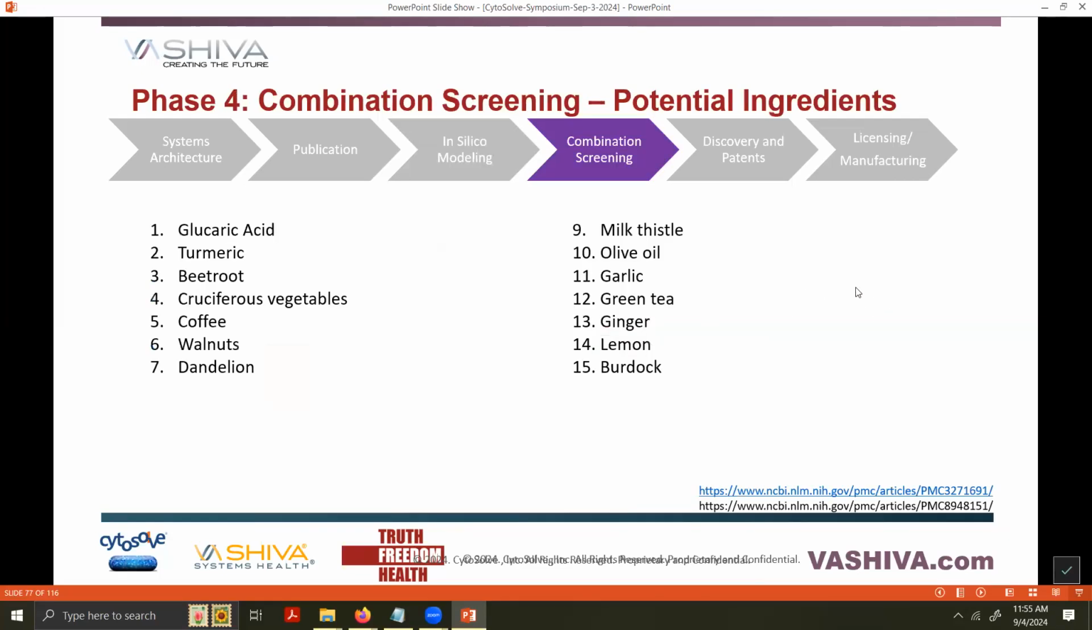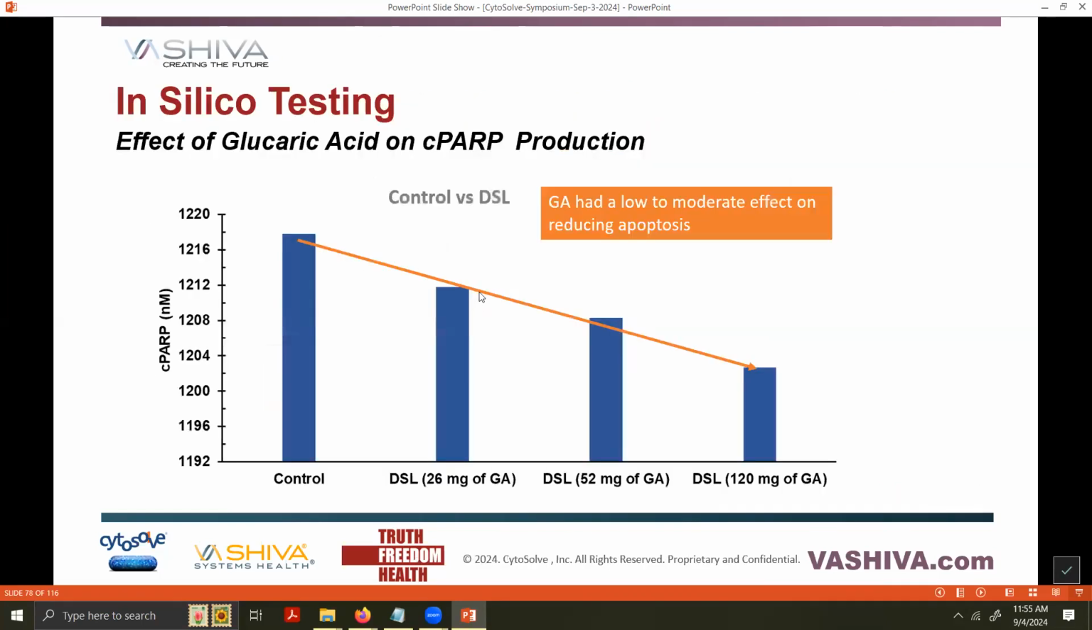So in the screening process, we identified this partial list of natural ingredients that can be useful for promoting liver health. We looked at glucaric acid for this particular publication, and we looked at the effect of glucaric acid on all those 4 different pathways. What you see here is the first pathway, the CPAP production or the apoptosis pathway, and how glucaric acid is changing that particular biomarker.